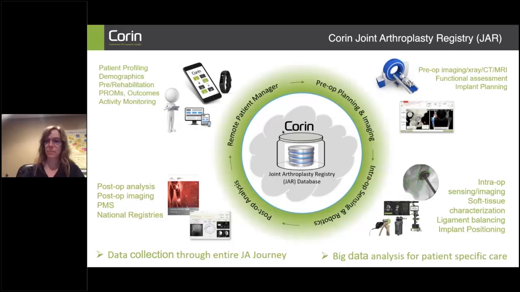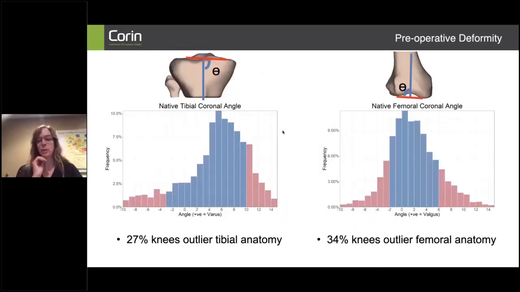We see that a lot of patients that are coming to us for knee replacement actually are not our normal inlier type patients. A lot of these people have outliers of the femoral and or tibial anatomy. And what that means is that we might perceive these patients as being more difficult. They have more of a deformity. We expect that they may need more soft tissue releases. So how are these patients handled with this technology?